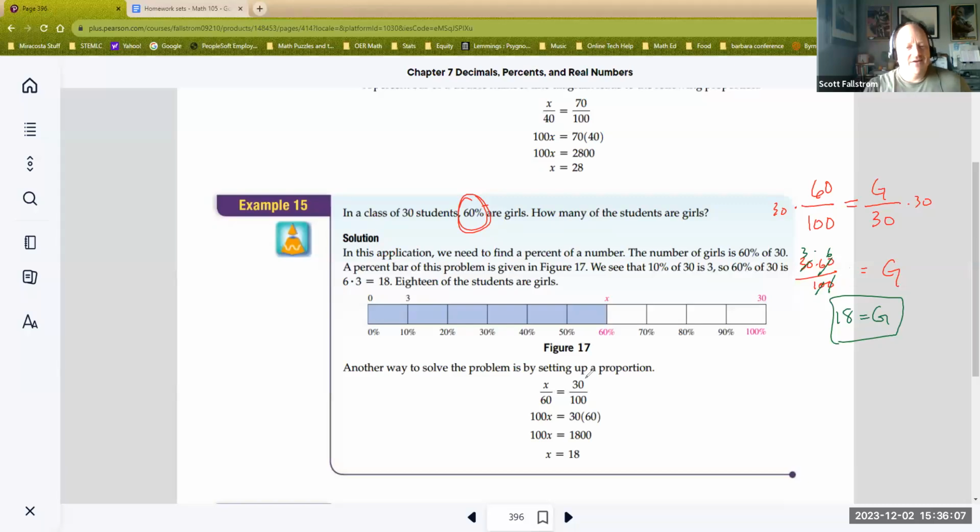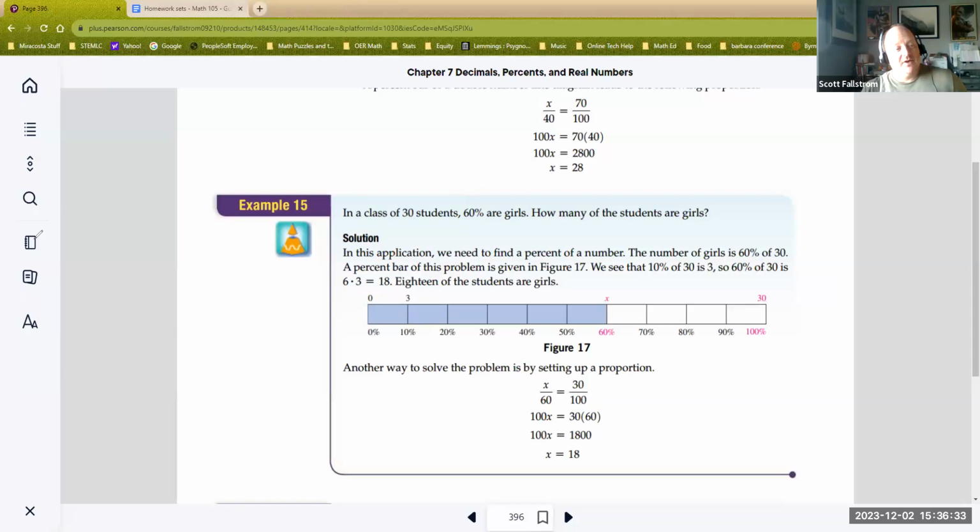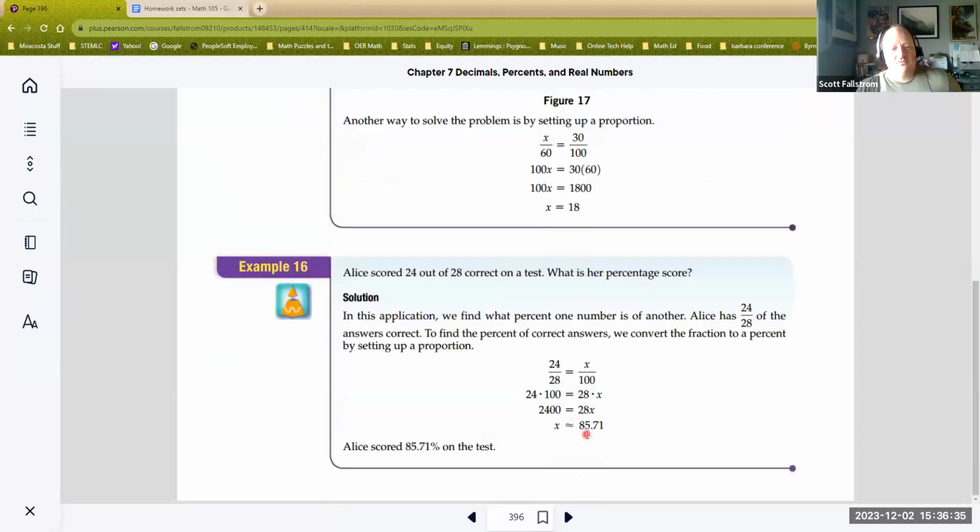Now the proportion here is a little strange because it looks like 30 out of 100. I'm not a fan of setting it up that way, but you could certainly set it up as x over 60, 30 over 100. But really, if you think about 60 being the percentage, you're almost better off thinking of 60 out of 100 is x out of 30. Will you get the same answer both ways? Yes, you will. That's completely up to you.